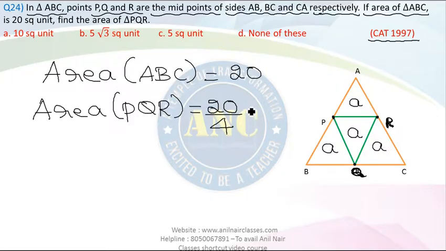Total area of 20 is divided into 4 equal parts. 20 divided by 4 is 5 square units. Answer for this question is 5 square units.